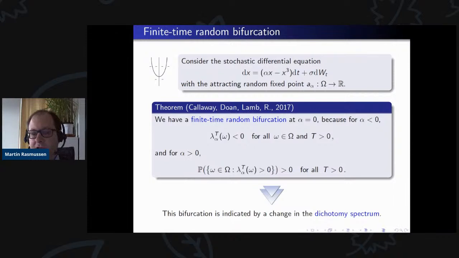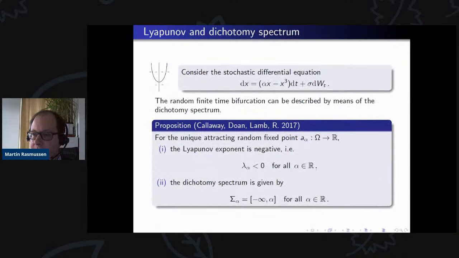at the Hopf bifurcation with shear, then the Lyapunov spectrum was changing sign, and we had a change in our attractor. But here we do not have this because the Lyapunov exponent is strictly negative for all alpha. But we see a change in the dichotomy spectrum, which we have developed for random dynamical systems. And I think I have to skip this because of time.